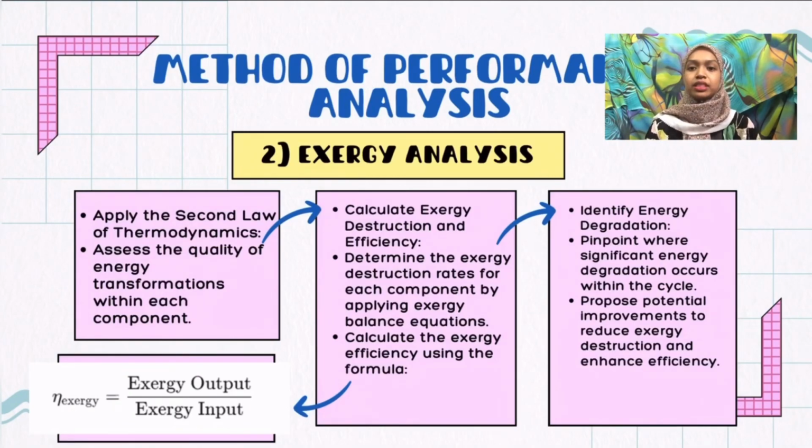Calculate the exergy efficiency using this formula: exergy output divided by exergy input. Then identify exergy degradations, pinpoint where significant energy degradation occurs within the cycle. Propose potential improvements to reduce exergy destruction and increase efficiency.